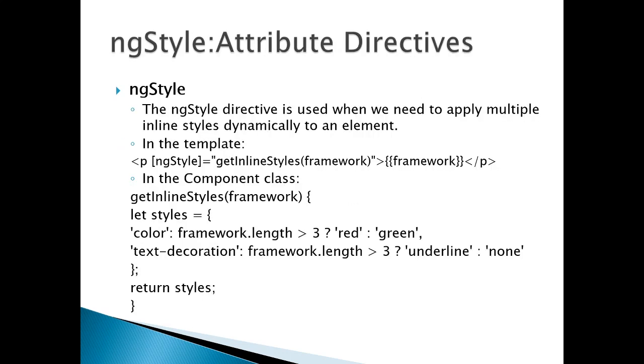Other directives are ngStyle. We can apply a specific style depending on some condition. ngStyle can be used like this: p ngStyle, and what we are doing is calling a function. The function returns a color, red or green. If framework dot length is greater than 3, it will return red, else it will return green, and on that basis the style of this paragraph will be decided.